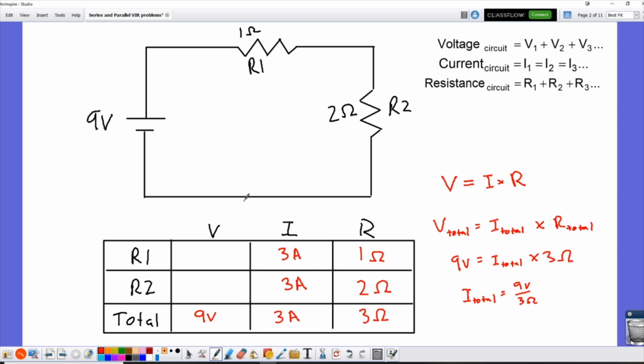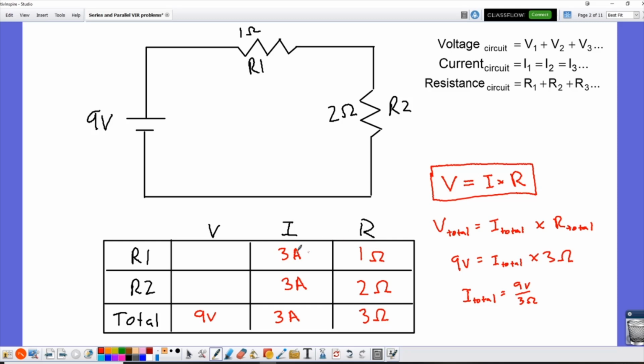All right, so we're making progress here in our chart. We found the resistance and the current going through each resistor. Now it's a matter of using Ohm's law. So this equation, again, probably the most important equation in this unit. We're going to use Ohm's law again to figure out what these voltages are.